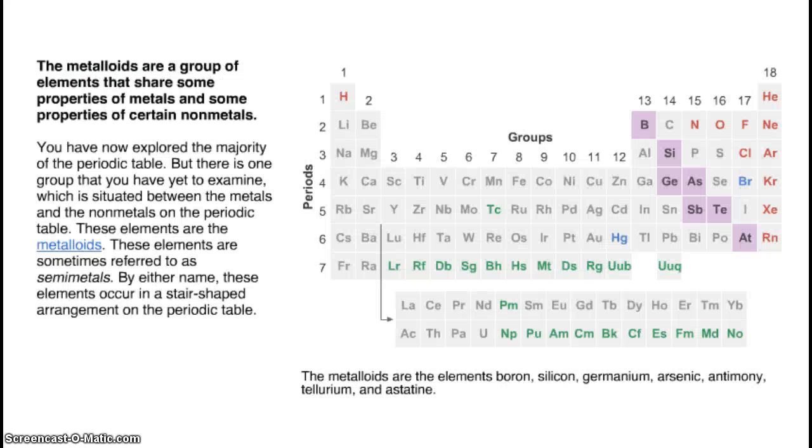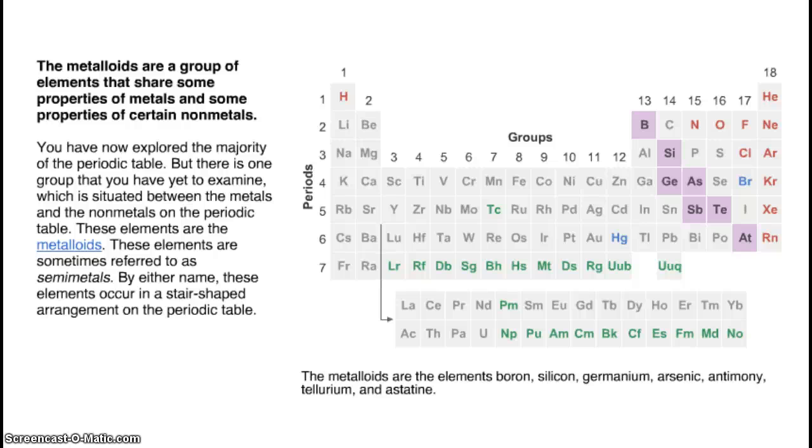The metalloids are a group of elements that share some properties of metals and some properties of certain nonmetals. You have now explored the majority of the periodic table, but there is one group that you have yet to examine, which is situated between the metals and the nonmetals on the periodic table. These elements are the metalloids. These elements are sometimes referred to as semi-metals. Because what does semi mean? Think of a semicircle. Semi means half. So it's kind of like it's half metal, half nonmetal.